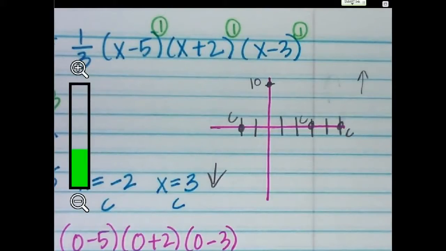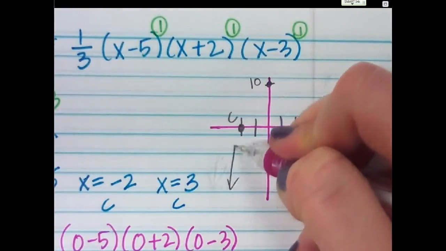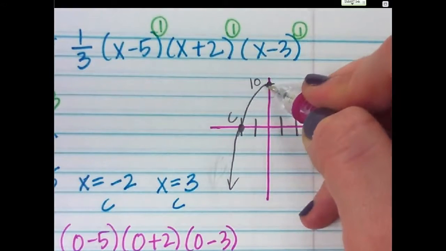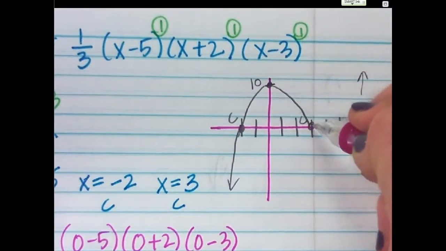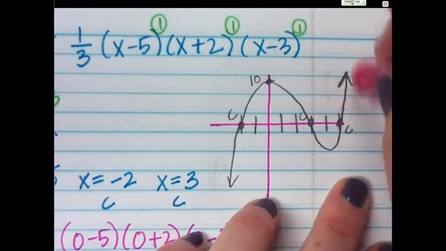Okay, so from left to right, crosses through -2, and then my y-intercept, crosses through 3, and then crosses through +2.